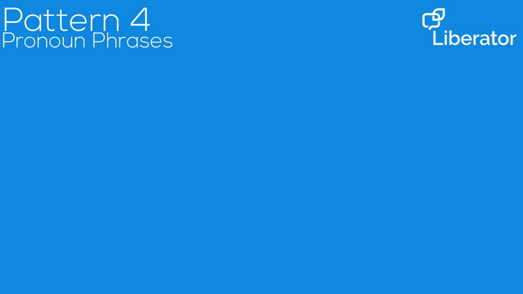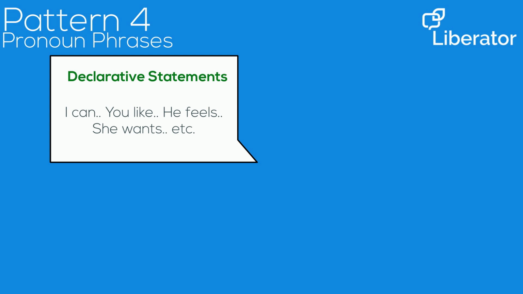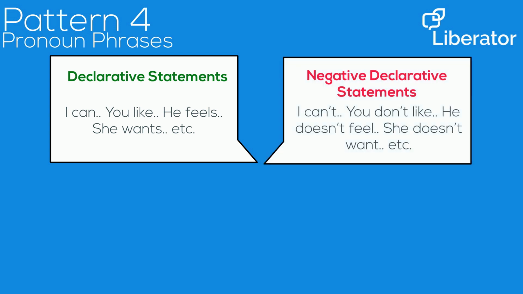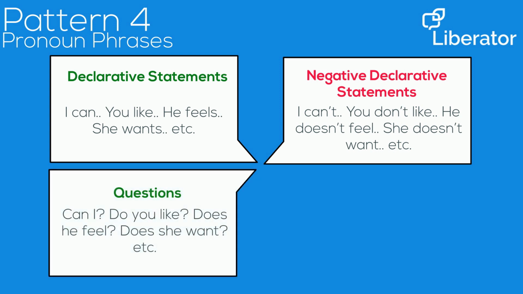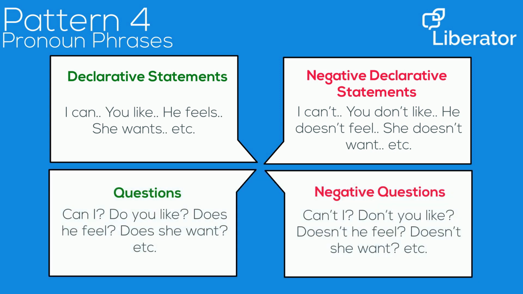Whilst LAMP Words for Life does prioritise producing single words, there are a small selection of pronoun phrases which are included in the vocabulary. These are declarative statements, negative declarative statements, questions, and negative questions. There's a simple rule to help you remember the patterns for each of the phrases.